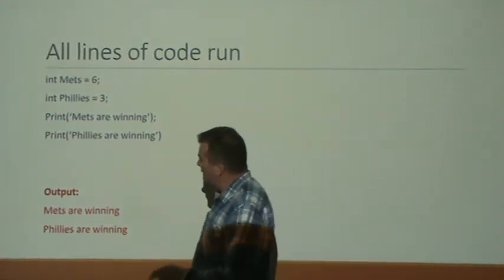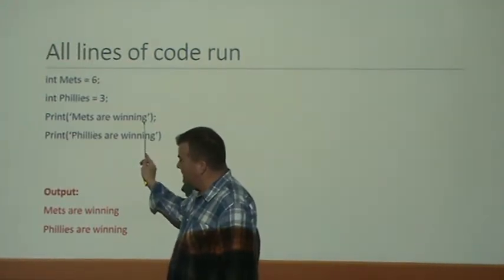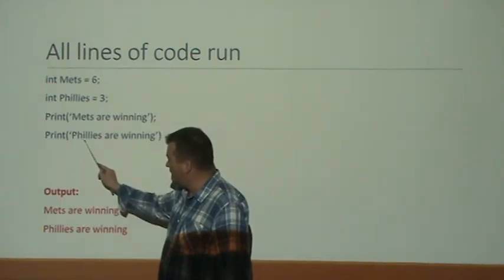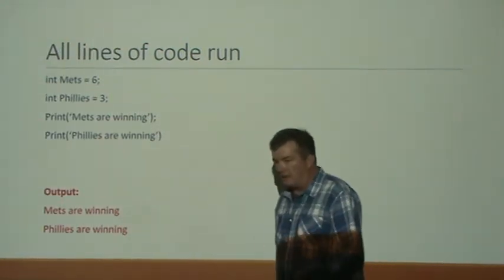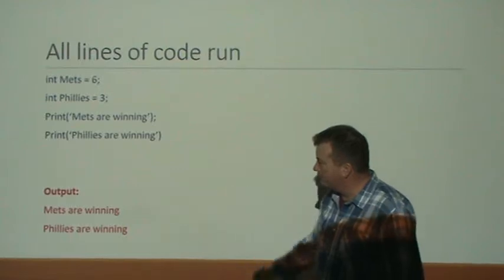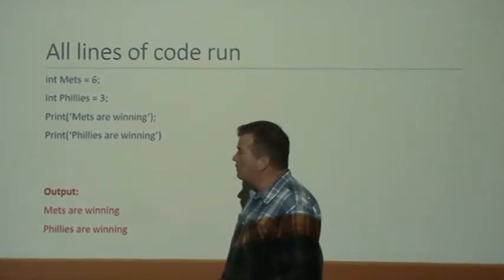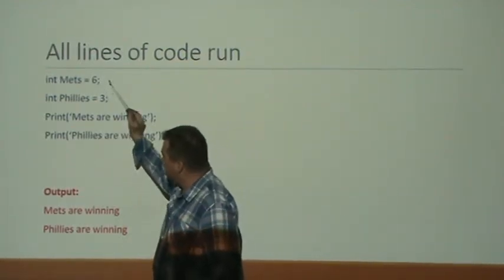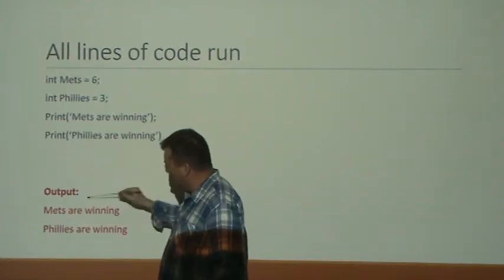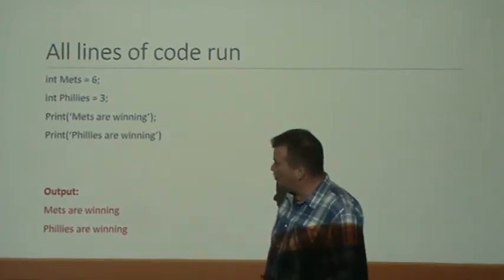If our code said print Mets are winning, followed by print Phillies are winning, what would the output of this computer program be? So the output would be Mets are winning, Phillies are winning, right? That would be the output. No, we don't want that.